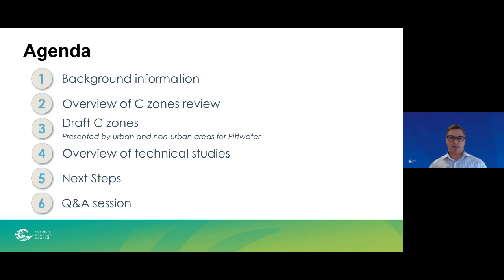In relation to the agenda for tonight, we will take you through some background information, provide you with an overview of the Conservation Zones Review, outline the draft conservation zones themselves, provide an overview of the technical studies that have informed the application of the conservation zones, outline the next steps, and then we'll have an open question and answer session at the end of the presentation.